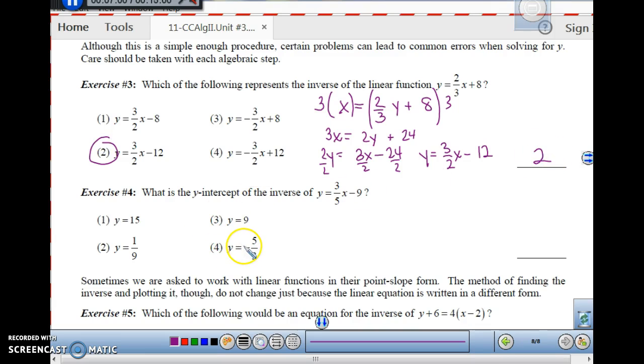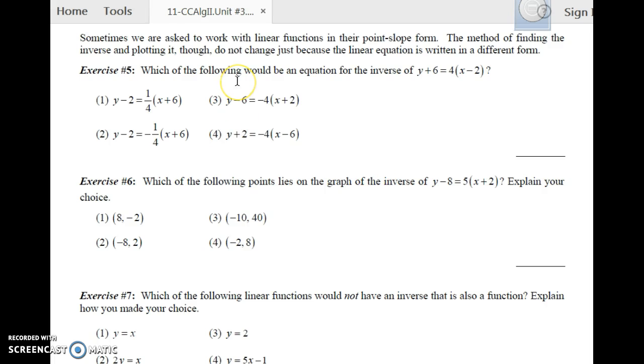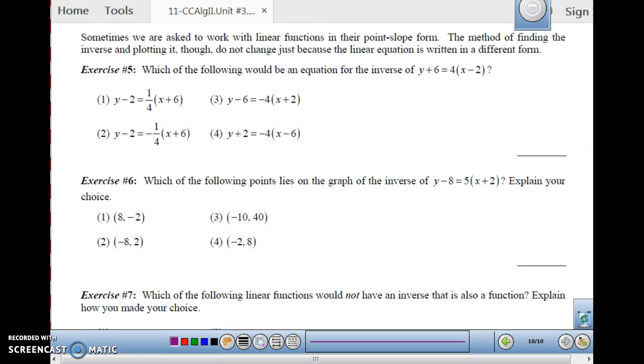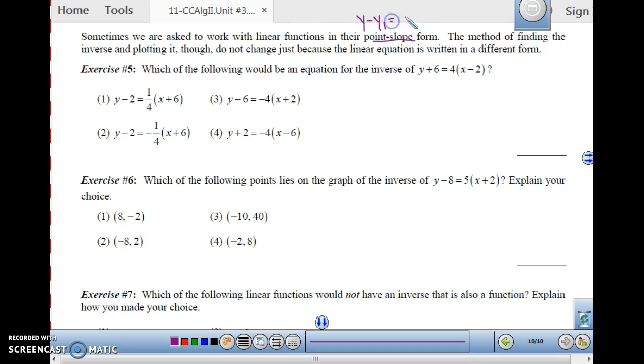Okay, so now that we have that down, see if you can do number 4 and figure out what the y-intercept of the inverse of this function is. I'll give you a hint. You might want to figure out what the equation of the inverse is first. Now this method works no matter what form the linear function is in. We just did slope-intercept form y equals mx plus b, but it can also be done in point-slope form. It's y minus y1 equals m times x minus x1. So the method of finding the inverse and plotting it is the same.